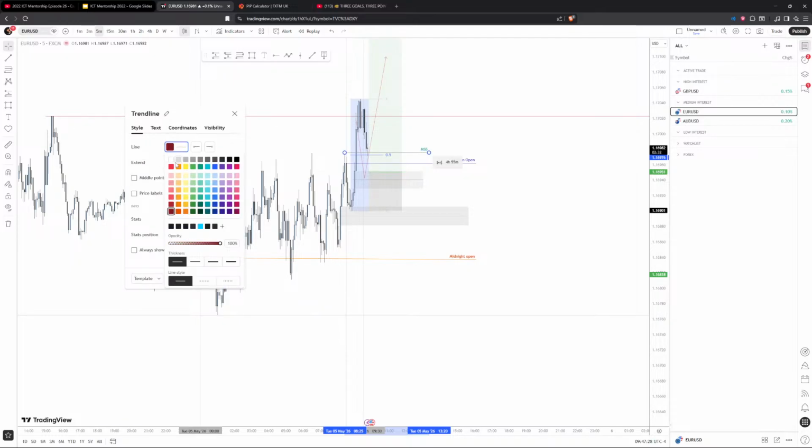See if we can find a color for this. I'm going to go deep green. I think I like the deep red.